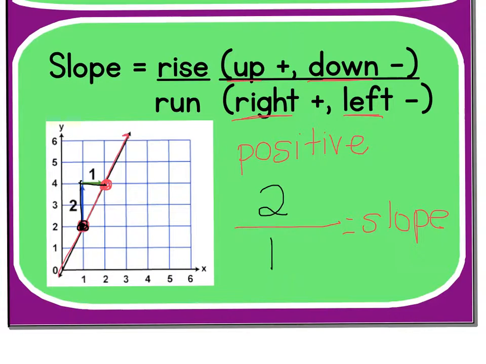Now if you decided you wanted to go in the opposite direction, you wanted to start with the top point, you would say we go down 2, negative 2, and we go to the left 1, which is negative 1. But what you should remember from our integer rules is that 2 negatives become a positive, so it's going to be the same as what we had originally said.